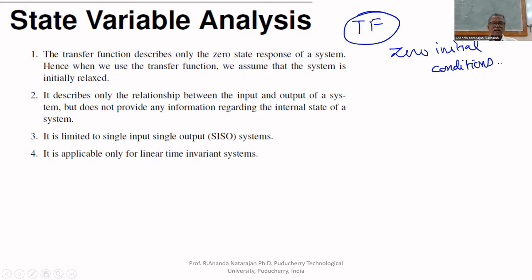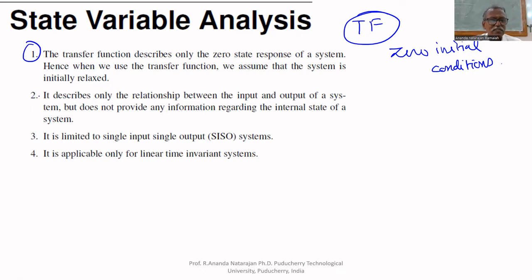The capacitor has no voltage, and the inductor has no current. That is, initial conditions are zero, and assuming that, we are finding the transfer function. The drawback is, if you assume nonzero initial conditions, it is not possible to find the transfer function. That is the drawback with the transfer function method of representation.